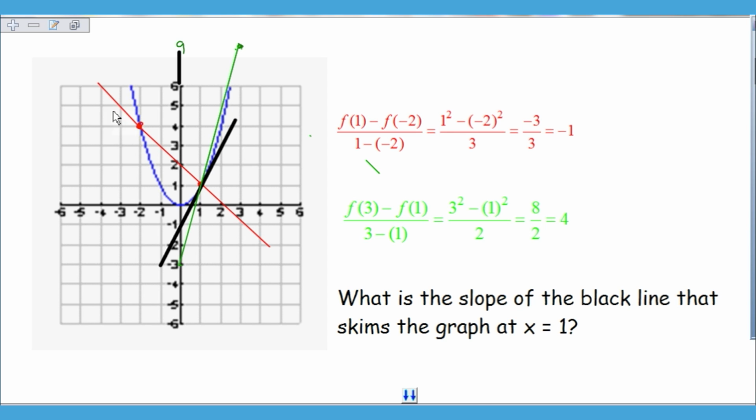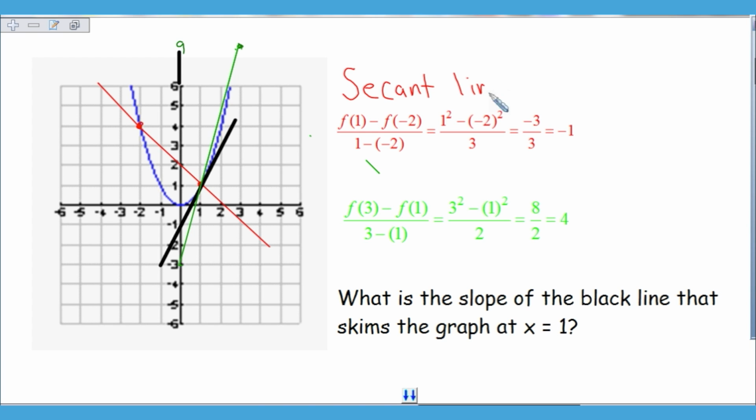All right, so for example, the line I have here in red connects (-2, 4) to (1, 1). Because it is going through the graph, this line is called a secant line. It is called a secant line. Let me write that up here for you. I put it in red since we're doing red for this line. So this line is called a secant line.